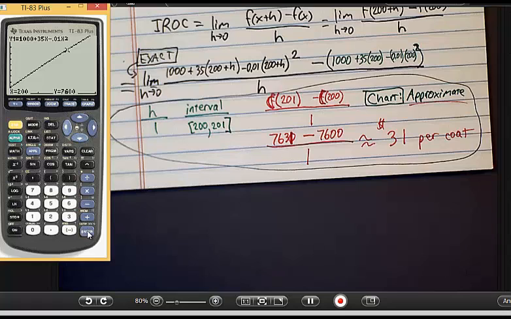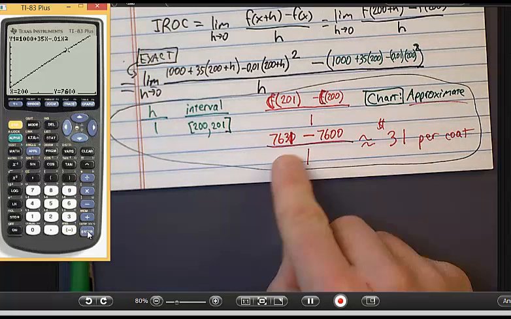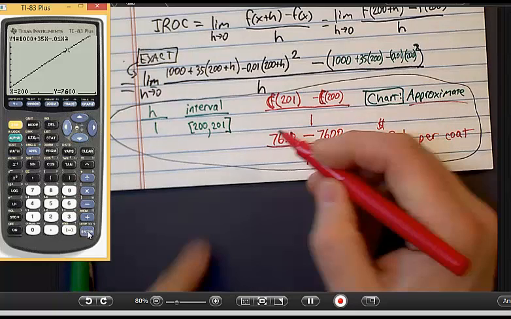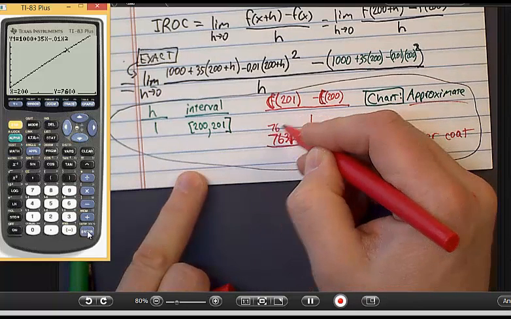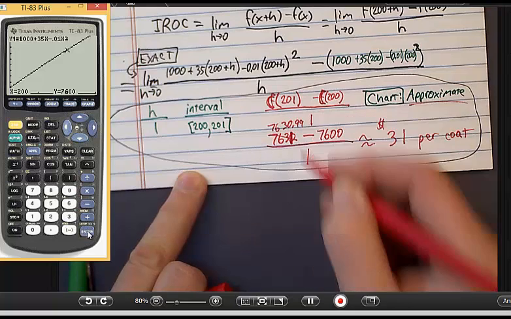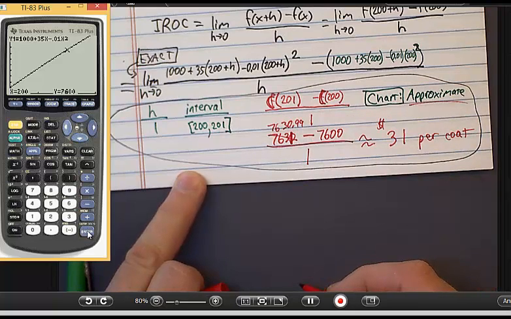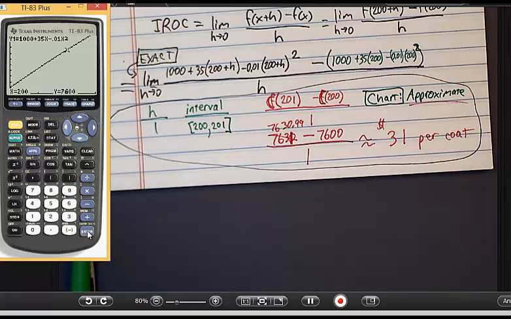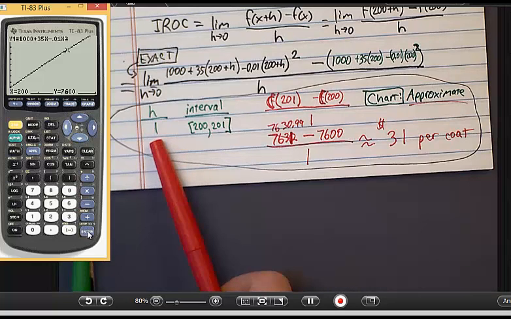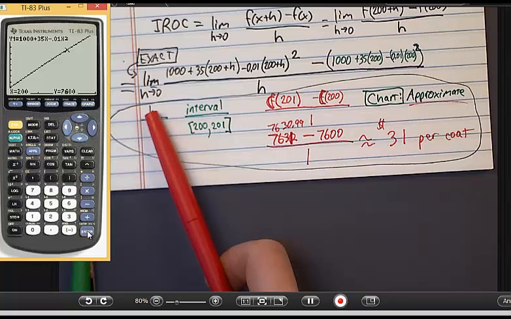Well, wait a minute. What if I wanted a more accurate answer? Because you notice Christina said it wasn't 1. It was 7630.99, you said, right? Okay. If I wanted a more accurate answer, I would shrink 1 even more. Maybe make it a half or a fourth. Eventually, we want to take the limit as h approaches 0.